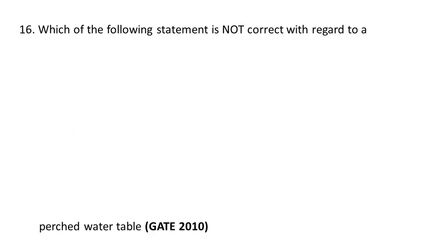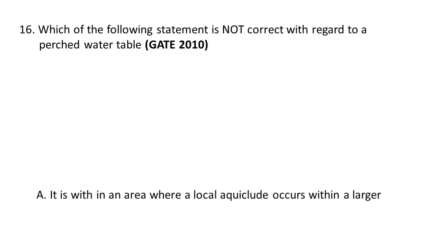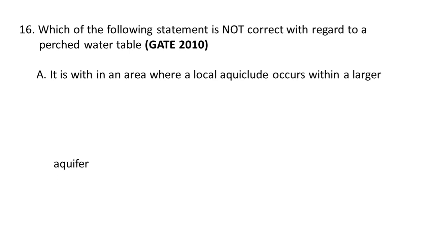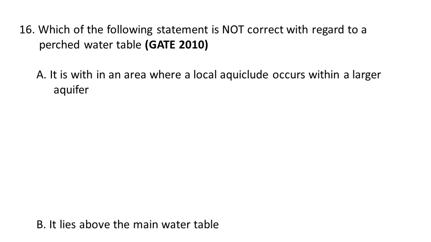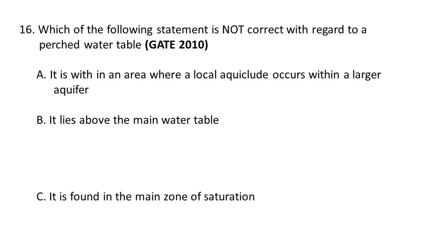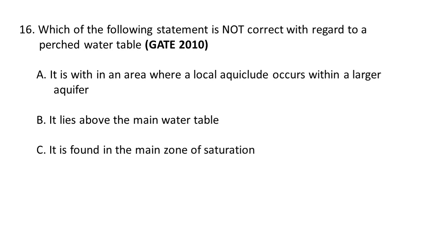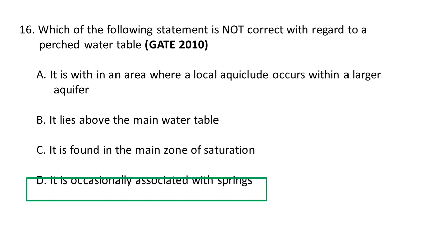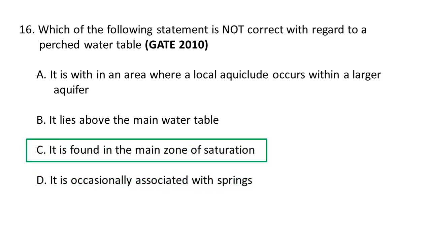Which of the following statements is not correct with regard to a perched water table? The choices are A, it is within an area where a local aquiclude occurs within a larger aquifer, B, it lies above the main water table, C, it is found in the main zone of saturation, and D, it is occasionally associated with the springs. So the correct option is it is found in the main zone of saturation is not correct.